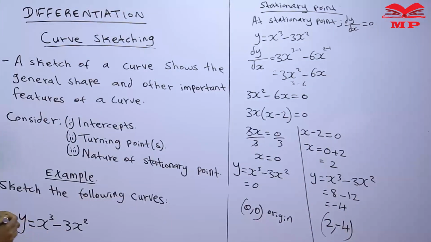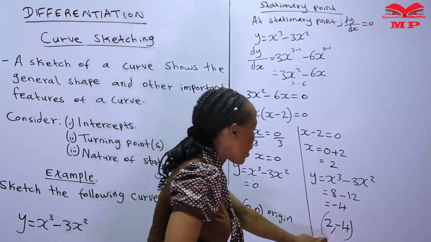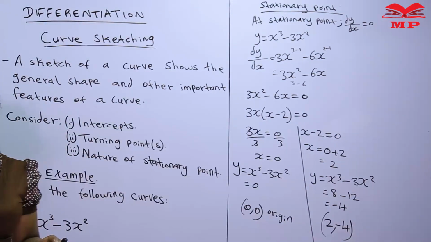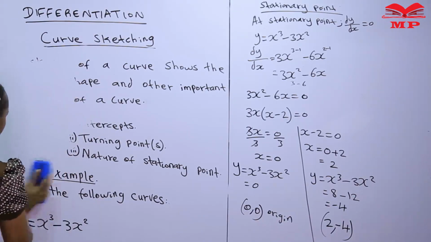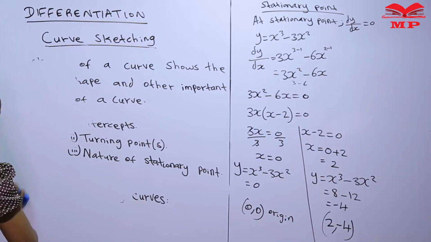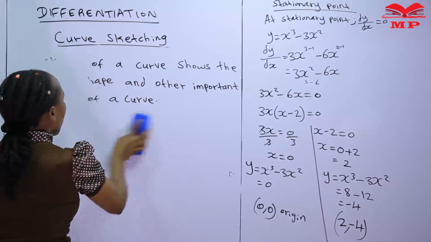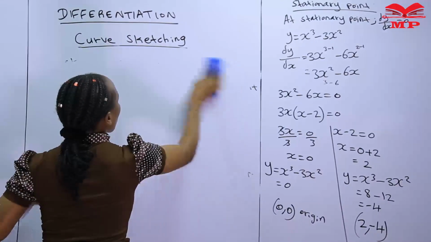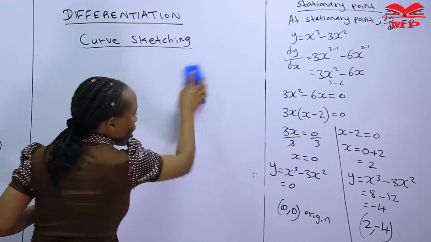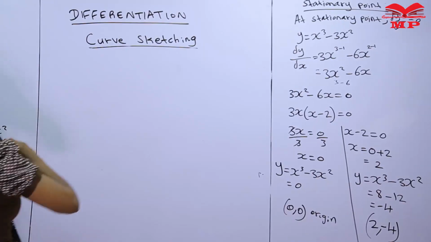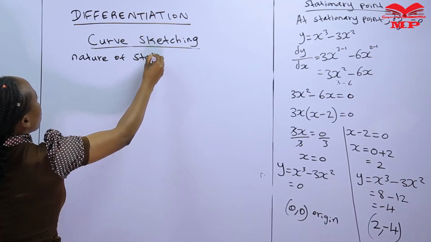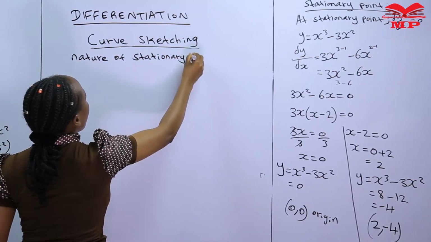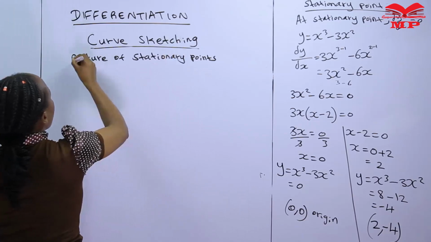Then now, after getting the stationary point, we have the stationary point and another stationary point. Finally, we look at the nature of the stationary points, so that we can now be able to sketch the curve. There are 2 of them. In our case, we have 0, 0, and we have 2, negative 4. So we come and now get the nature of the stationary points.